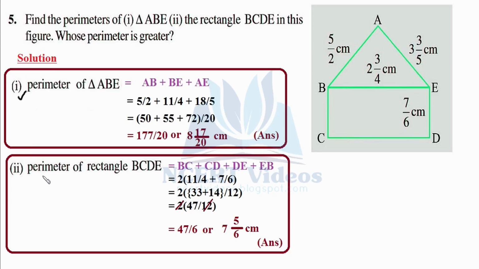Now next part, perimeter of rectangle BCDE. It will be BC plus CD plus DE plus EB. You always measure it in a cyclic way. Now since it is a rectangle, we can use the formula twice of length plus breadth. So here length is 4 8s are 32, no, 4 2s are 8 plus 3, 11 over 4, same thing is written, plus 7 over 6 is your breadth.